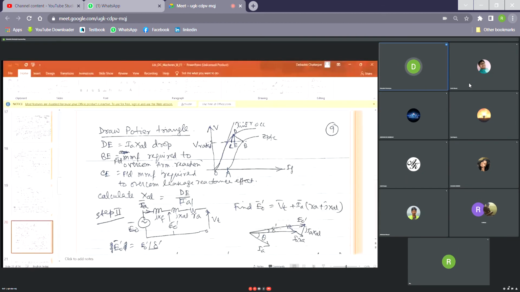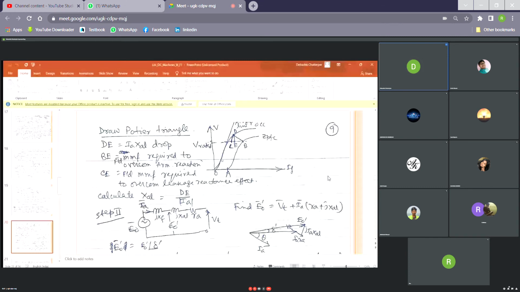Actually the air gap line has been drawn, you can see the air gap line written here. Then BC is equal to OA, and B is where the line parallel to the field axis is drawn from V rated with the x-axis. Now from C you draw a line parallel to the air gap line, it meets the OCC at point D, so the triangle BCD is known as the Potier triangle.